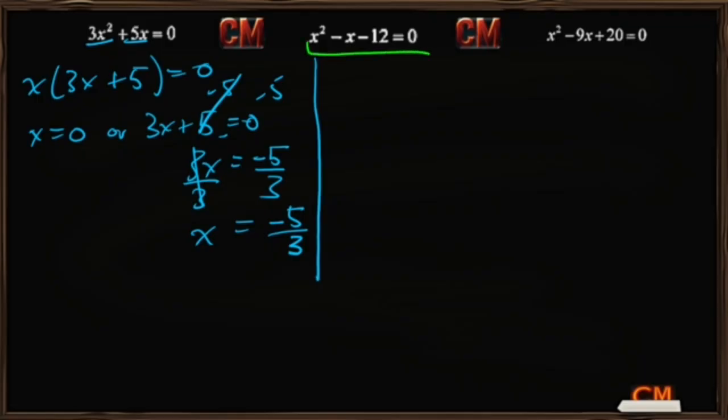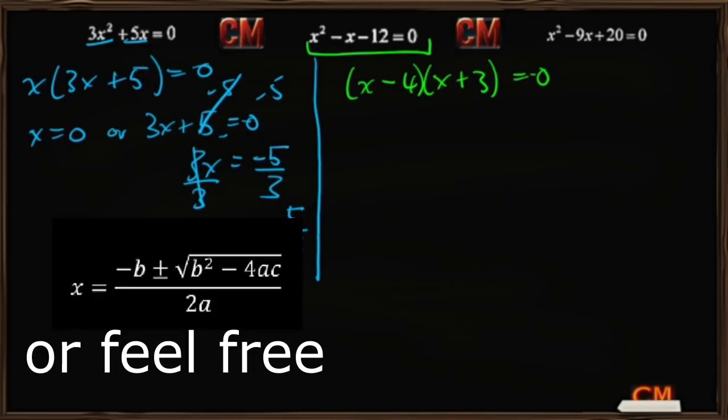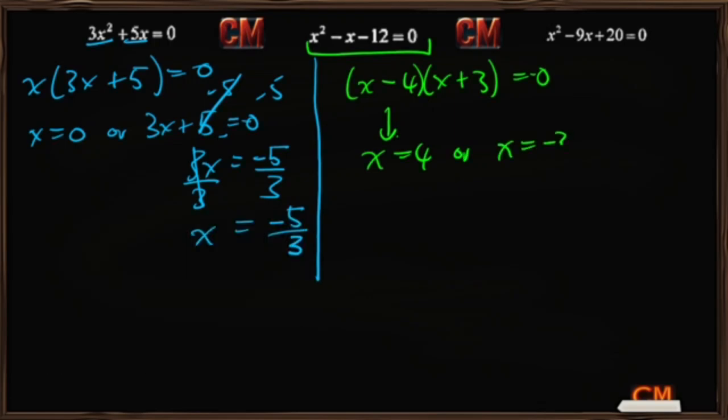So let's tackle the next one. Again, we have factors that are known in this case, which would be x minus 4, x plus 3, all equal to 0. Again, in this case, we'll have x being equal to 4 or x being equal to negative 3.